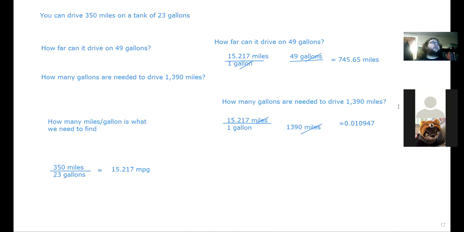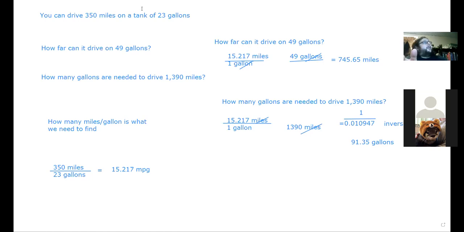The easier thing to do, however, is to flip it. Because what you would have to do at this point is take the inverse of this. So the idea is 1 over 0.010947, which would be 91.35 gallons. So you could do that.